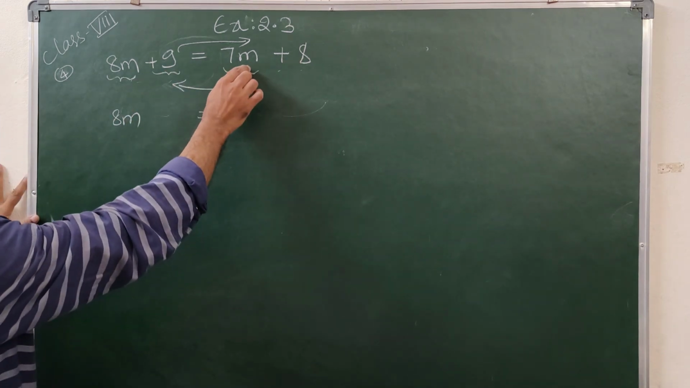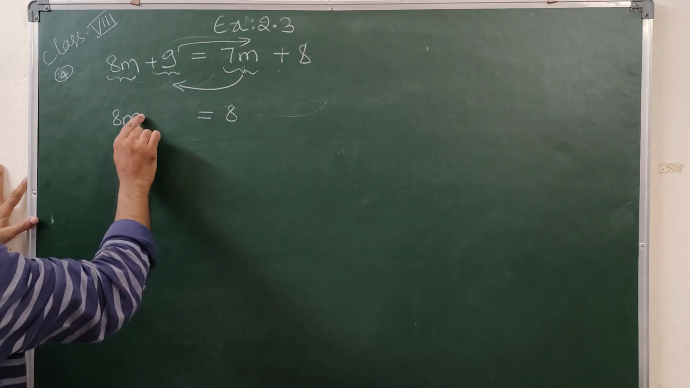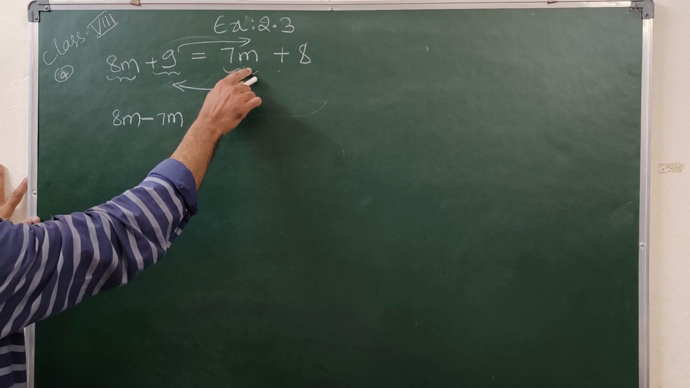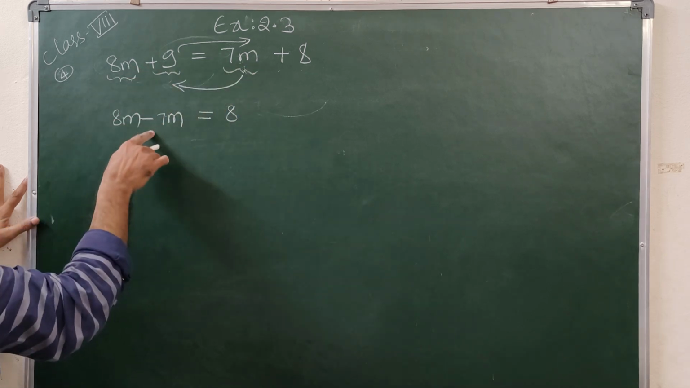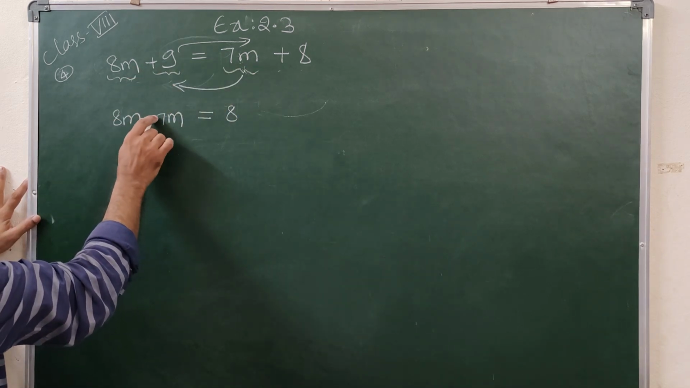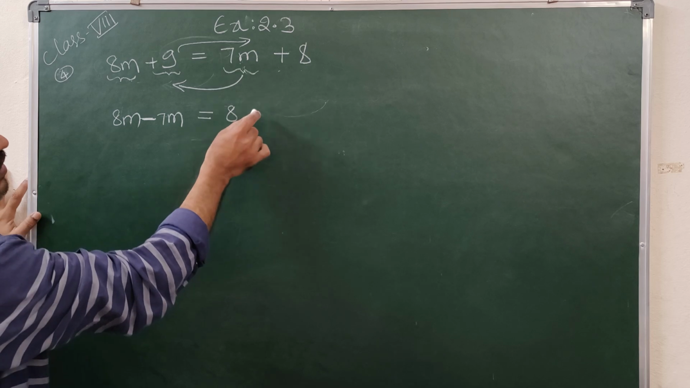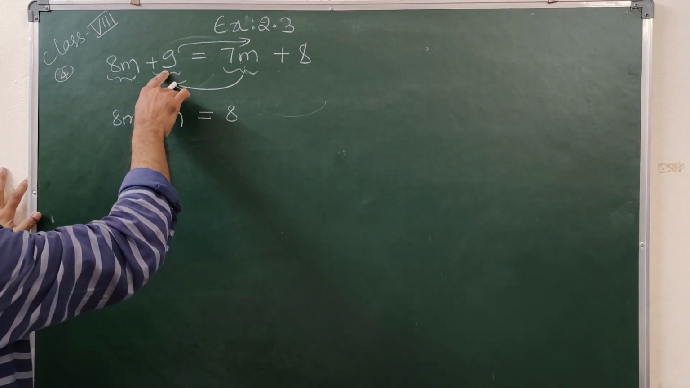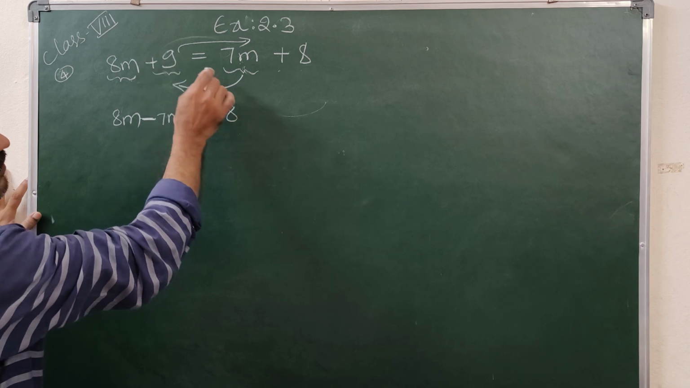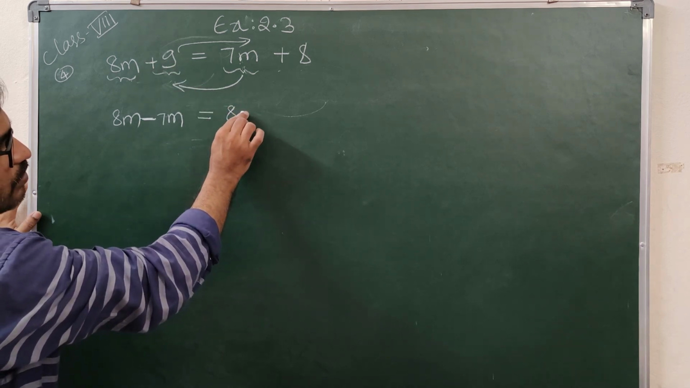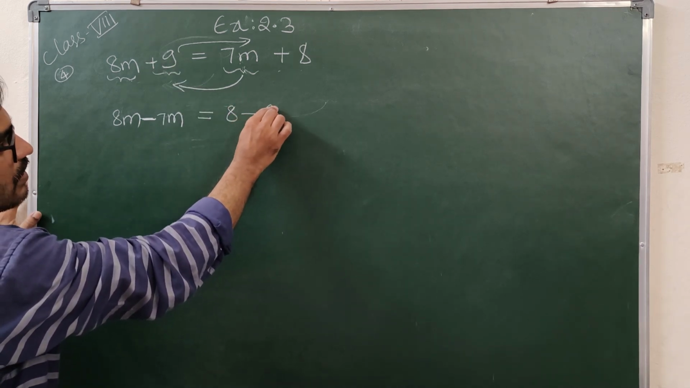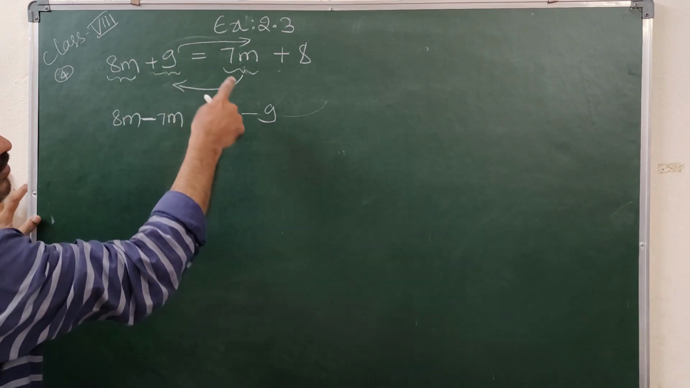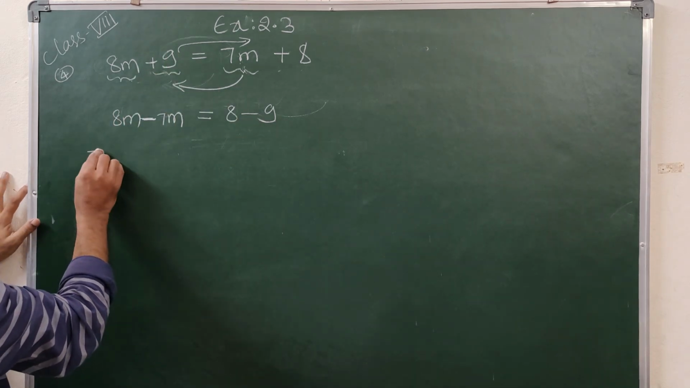Now, whatever you are bringing now, write down. Plus 7m will become minus 7m. Here 7m is on the right side, you are writing on the left side, so write minus 7m. Right? Now, you wrote as it is. Now you are taking 9 from left to right. It is on the left side, right? It will become what? Minus 9. Plus 9 on the left side will become minus 9 on the right side.